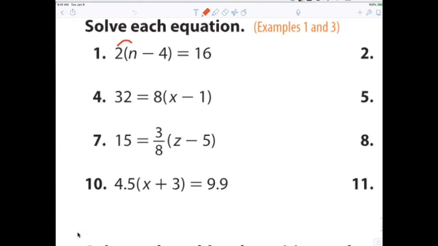What is 2 times n? 2n. Then 2n times negative 4, what would that be? Negative 8. Equals 16.